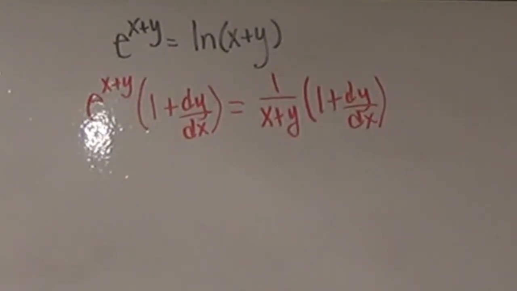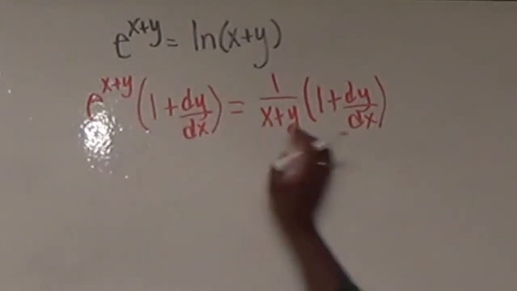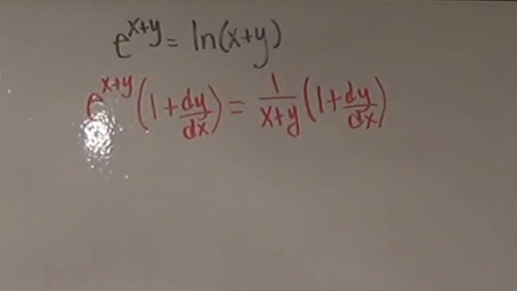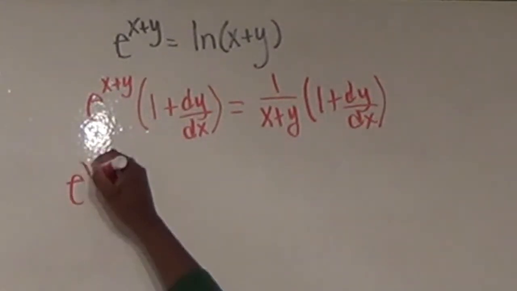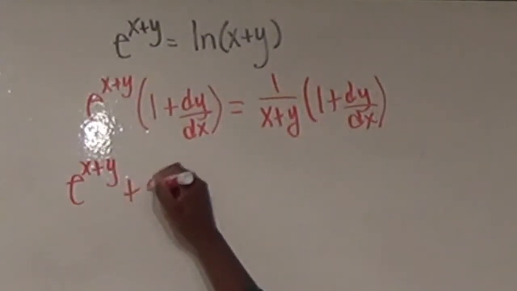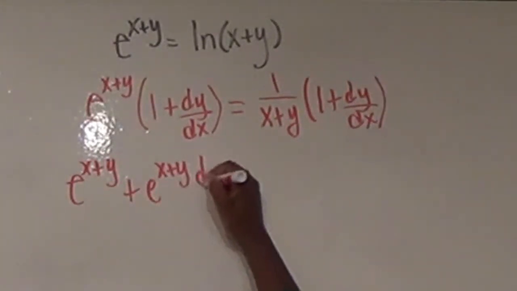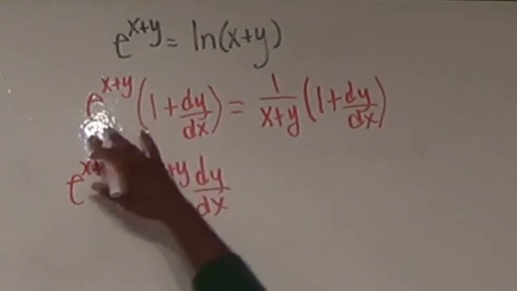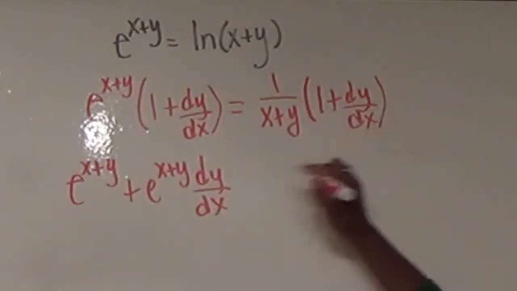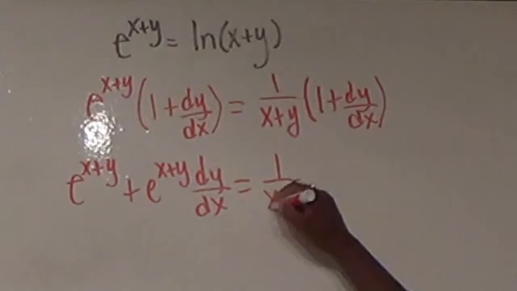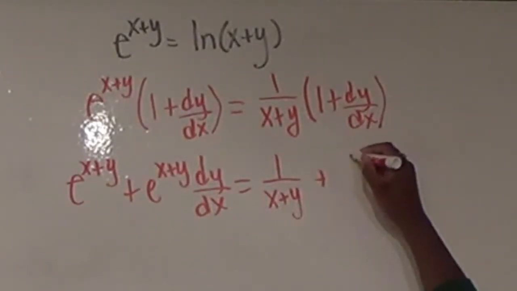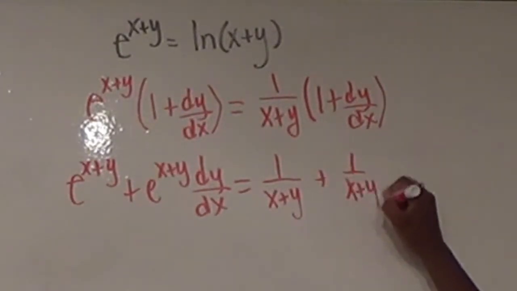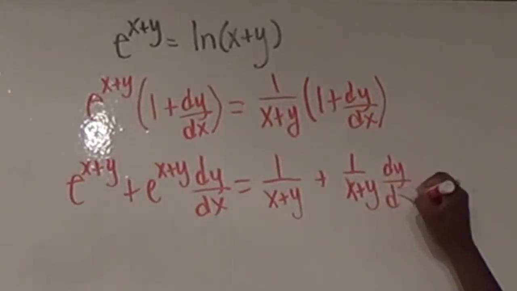From there, we need to isolate the dy/dx's. So looking at our expressions, again, we've got some grouping symbols, so we need to distribute before we can get the dy/dx by itself. So we'll have an e to the x plus y plus e to the x plus y dy/dx. So distributing through here. Same thing over here, we'll get a 1 over x plus y plus 1 over x plus y dy/dx.